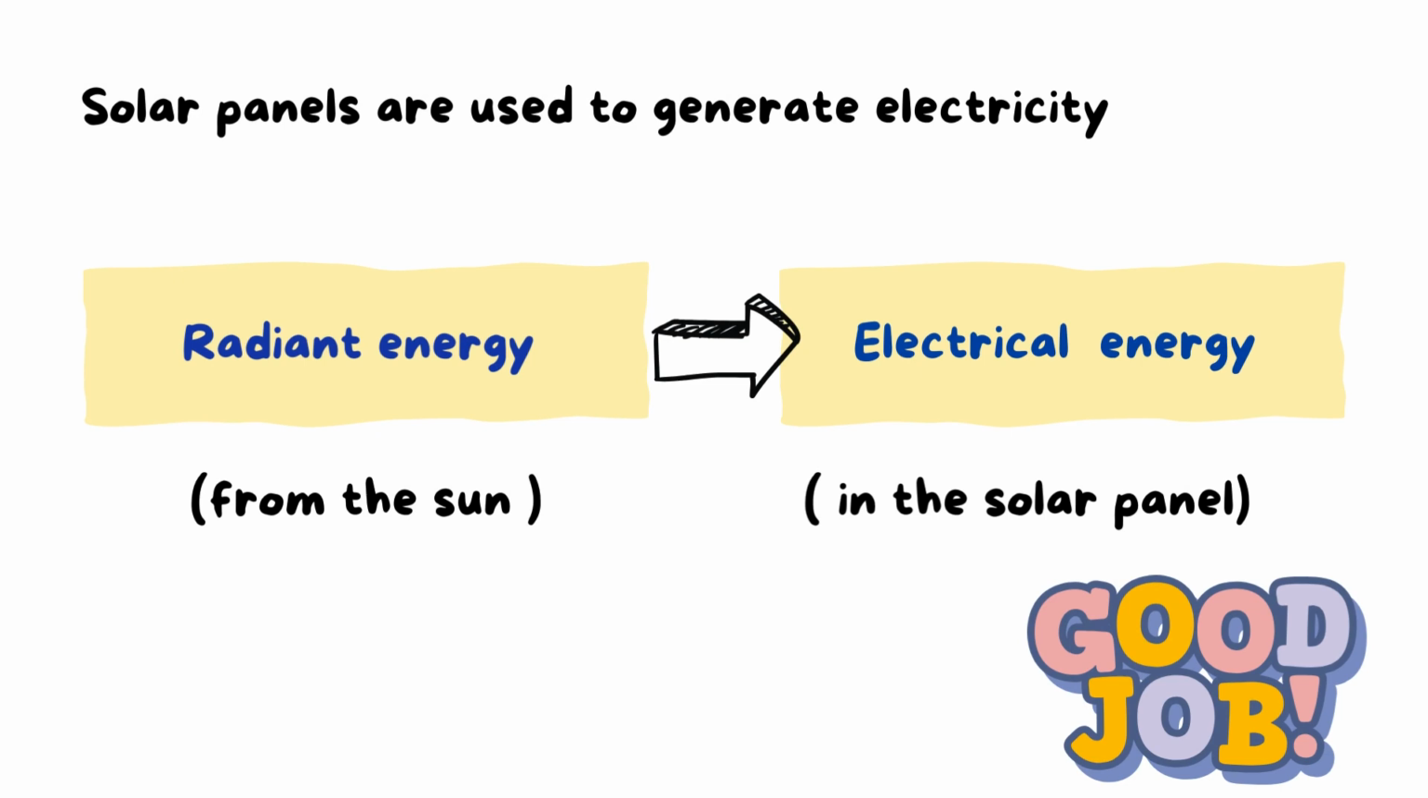Yes, the energy conversion here is the radiant energy from the sun is converted into electrical energy in the solar panel. So this is the energy conversion that happens in the solar panels to generate electricity. The radiant energy from the sun is converted into electrical energy in the solar panel. Okay? So, good job, primary 4 students.